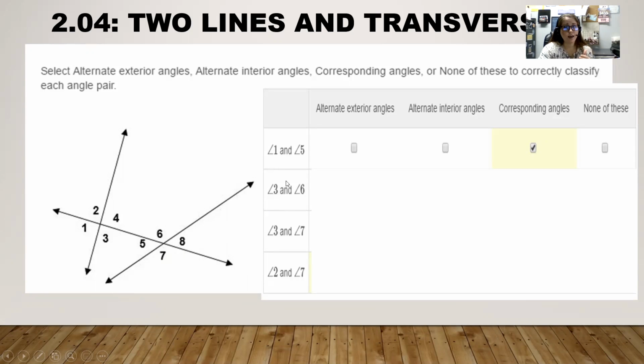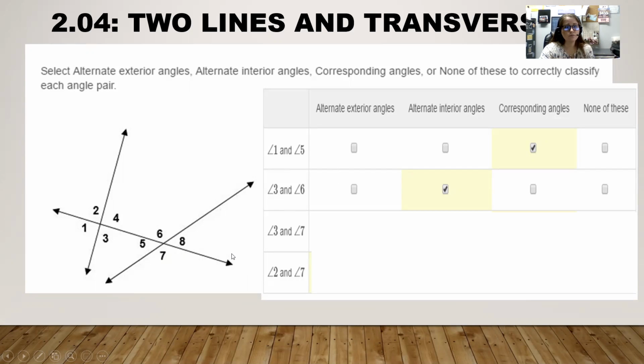But we could say that these are going to be alternate interior angles. Alternate interior angles would be the answer. They're both on the inside of these two lines, and one's on one side of the transversal and the other's on the other side of the transversal.